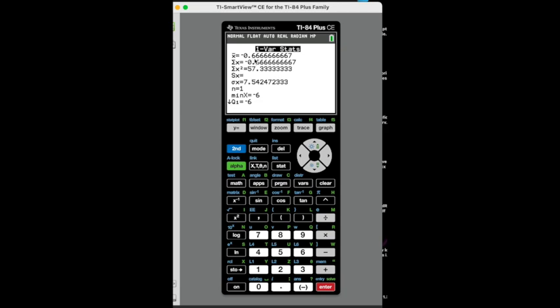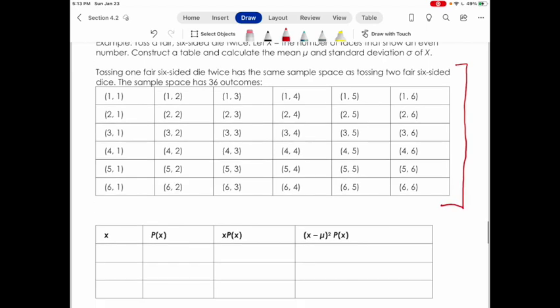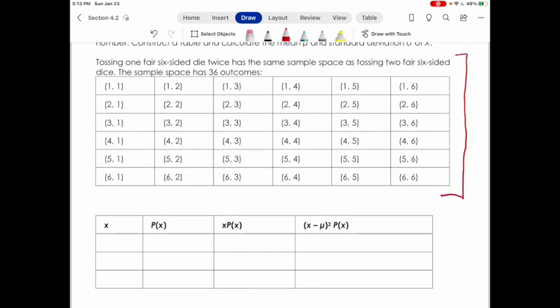Now, if we also want to check out the standard deviation for this probability distribution, you can see that the standard deviation is 7.54 if we also round to 2 places. Okay, in this next example, we're going to toss a fair 6-sided die, and we're going to do that twice. Let X be the number of faces that show an even number. We are going to construct a table and calculate the mean and standard deviation.